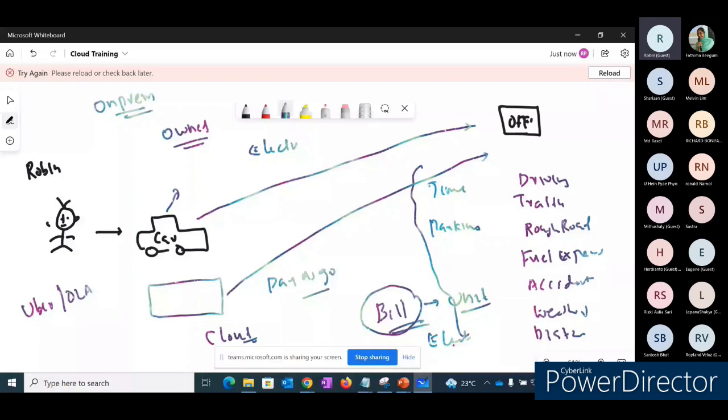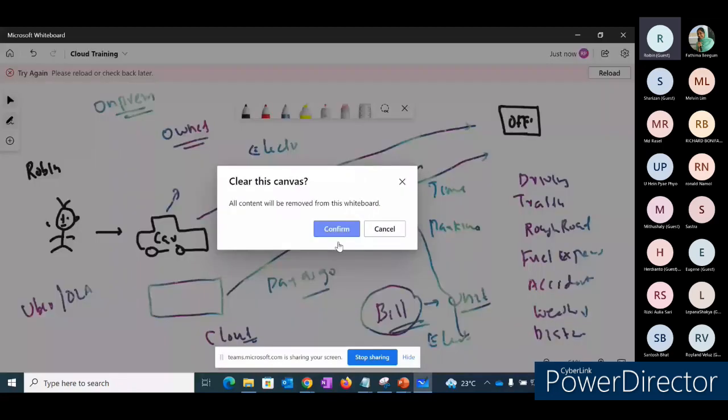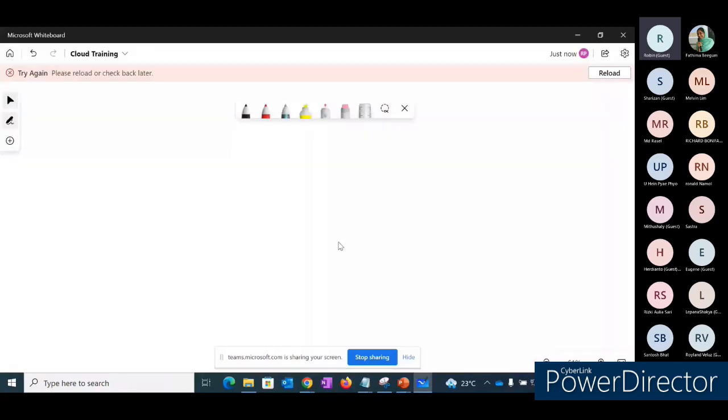Now bring all these examples into your IT world. Now think of a scenario where you need a server. For example, I'm working in a development team. I need 10 servers.